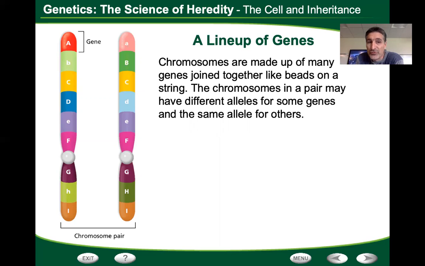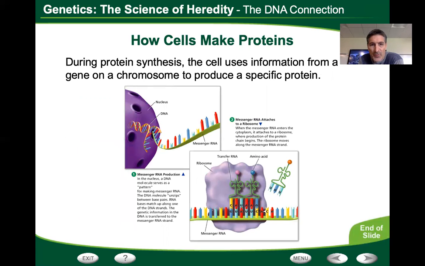You could put 2 genes on each chromosome for the 20. You can put 1 gene on one, 3 on the other. It's completely up to you, because again, those genes are like beads on a string, and that chromosome is the string. We talked about how cells make proteins.